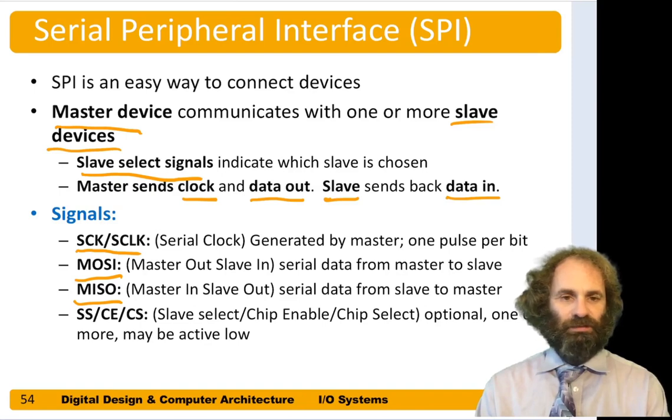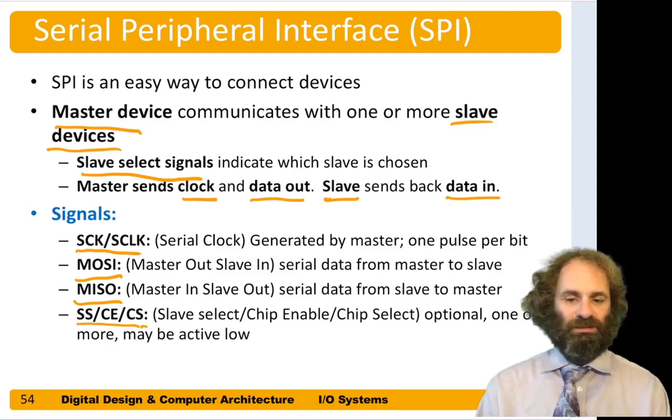The name of the slave select varies with manufacturers. Sometimes it's called slave select or chip enable or chip select. Often there's a bar over top or a B afterward or an N before it to mean not or bar, because they're usually active low to select which slave is being used.